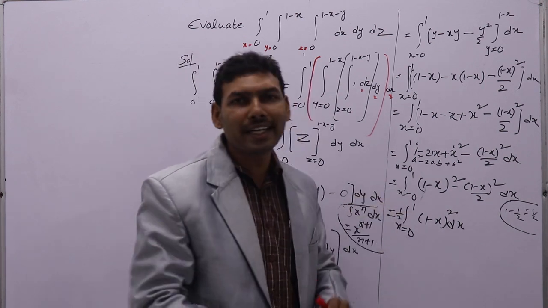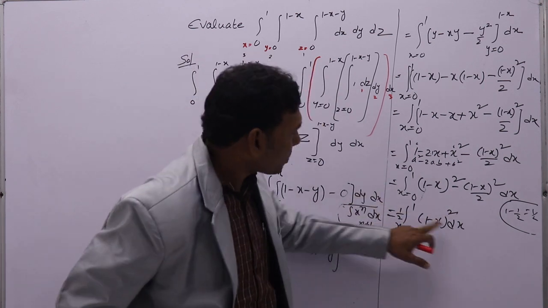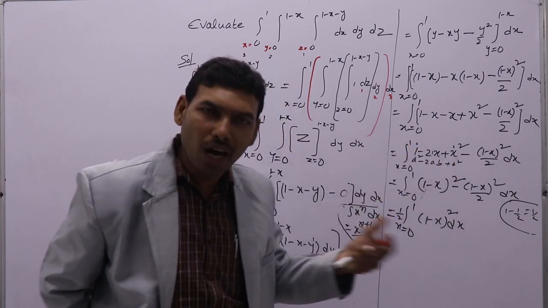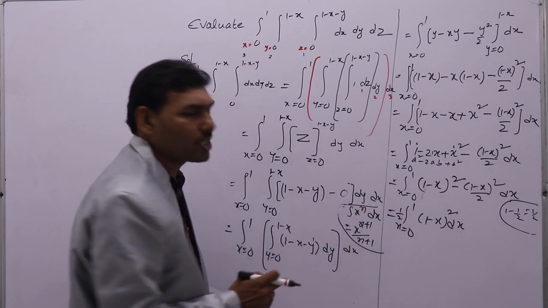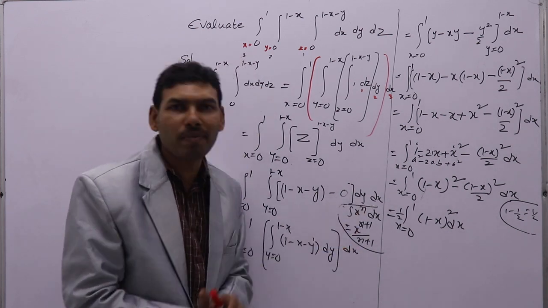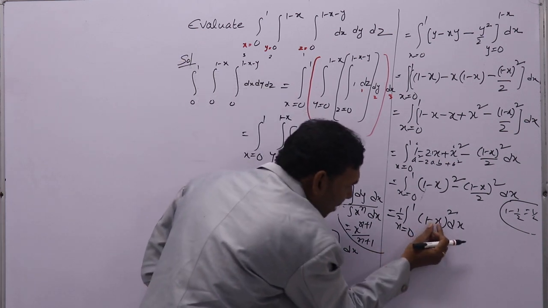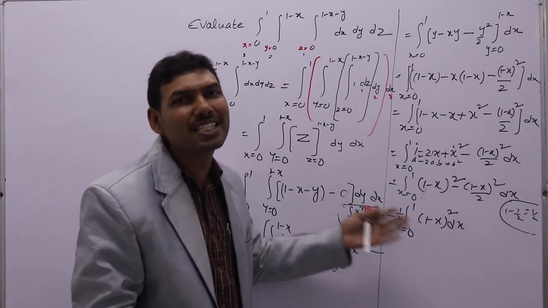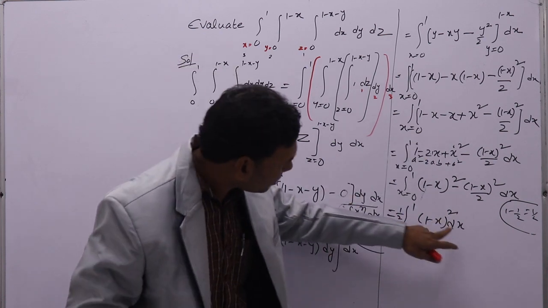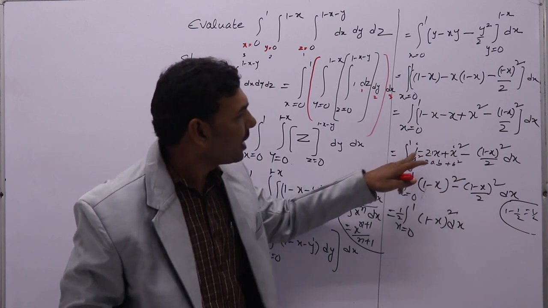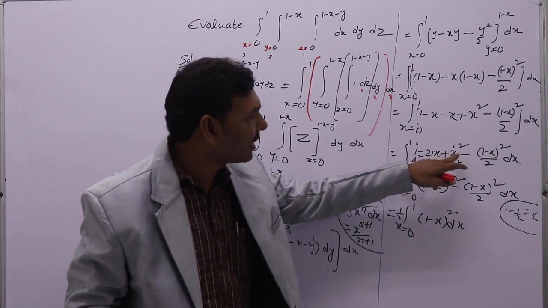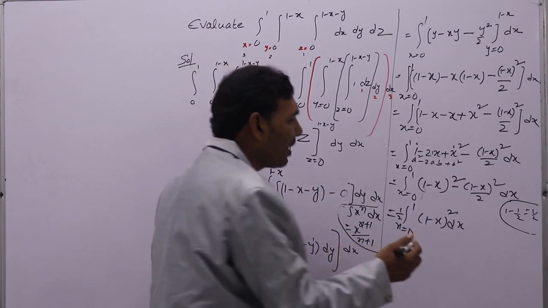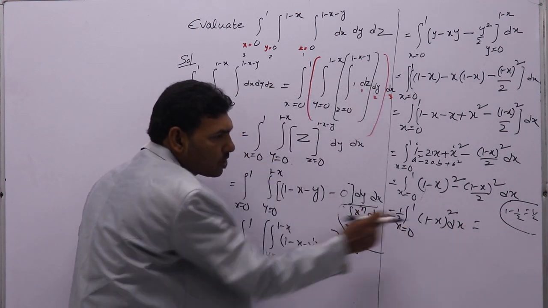This can be evaluated in two ways. One way, expanding this, you can integrate term by term, or you know the formula, integral x power n is x power n plus 1 by n plus 1. Otherwise, you can expand and integrate 1 and x square separately, then substitute the upper limit and lower limit. The easy way is direct integration.